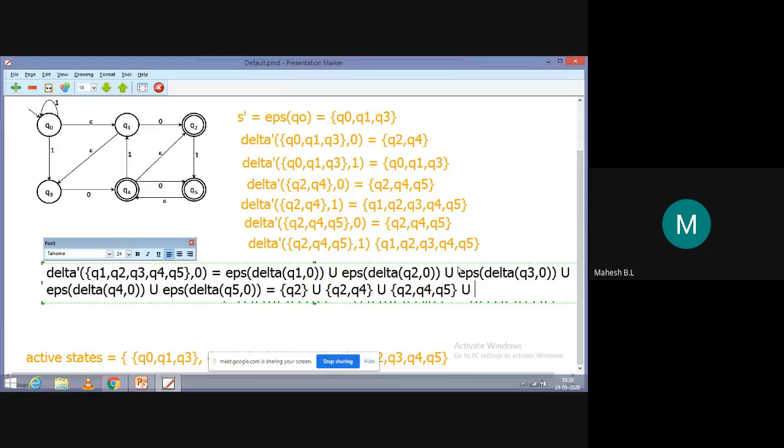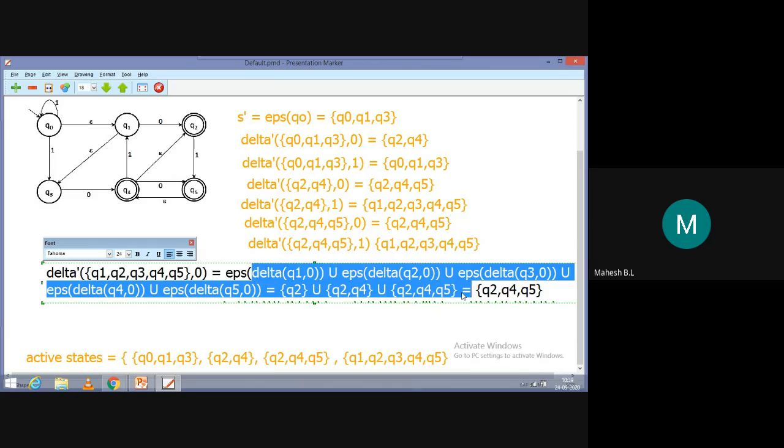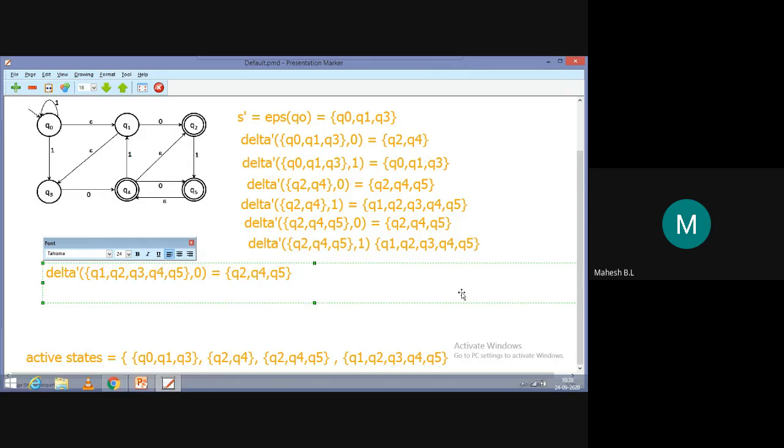Then union of we have Q5, 0. Is it defined? No. So we have only this much. What is the union? It is Q2, Q4, Q5. As you can see, it's already there, so you need not include it once again. So this is equal to the set Q2, Q4, Q5. Then we are going to remove this and keep only the necessary thing. So we get this.